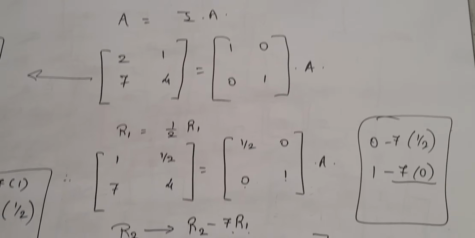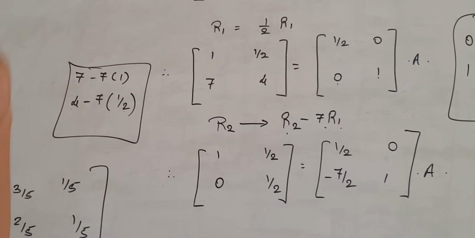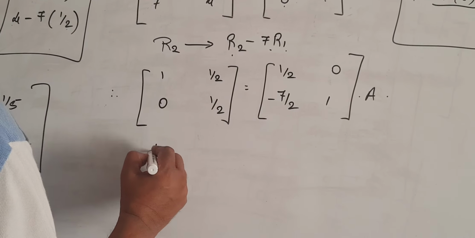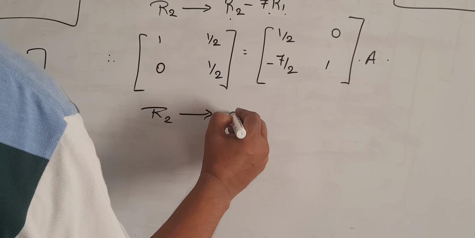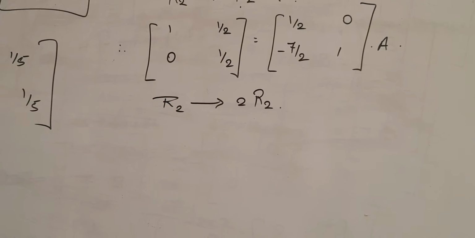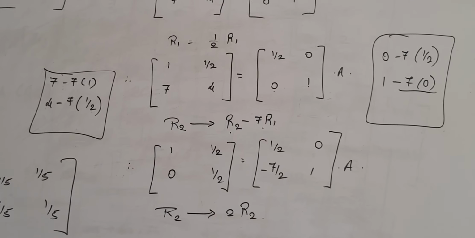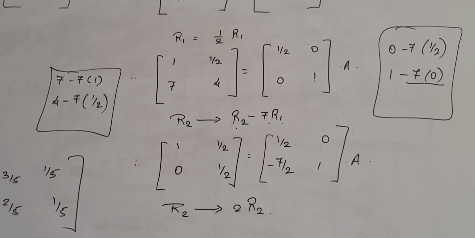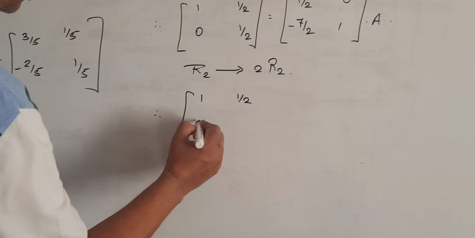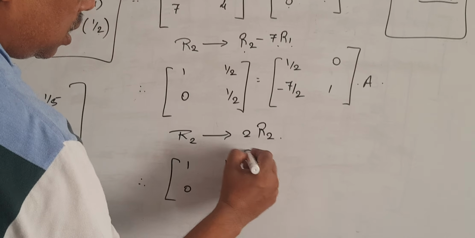Now here we want to compare with the identity matrix. In place of half we need a 1, so we multiply with 2. So second row we multiply with 2. So 2 twos are 2 we can say. So therefore it becomes what? 1 half. 0, because 2 into 0 is 0. Half into 2 is 1.